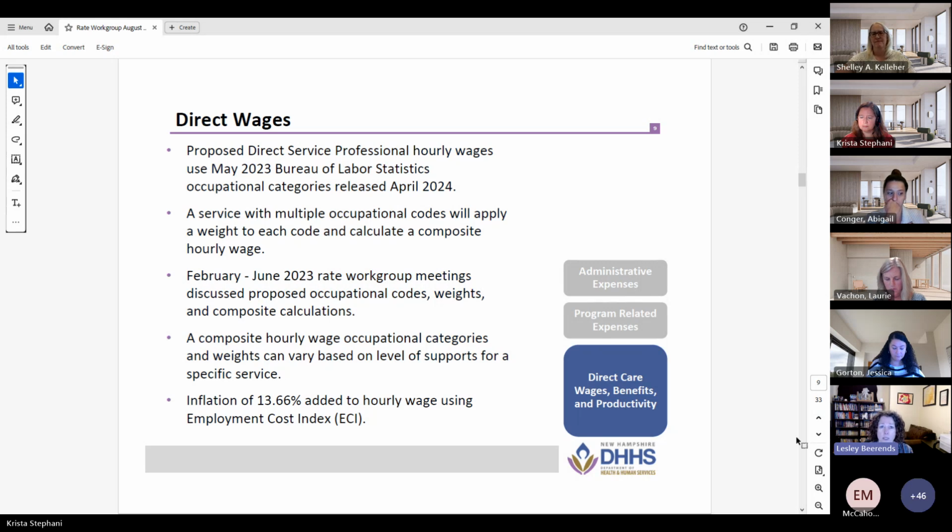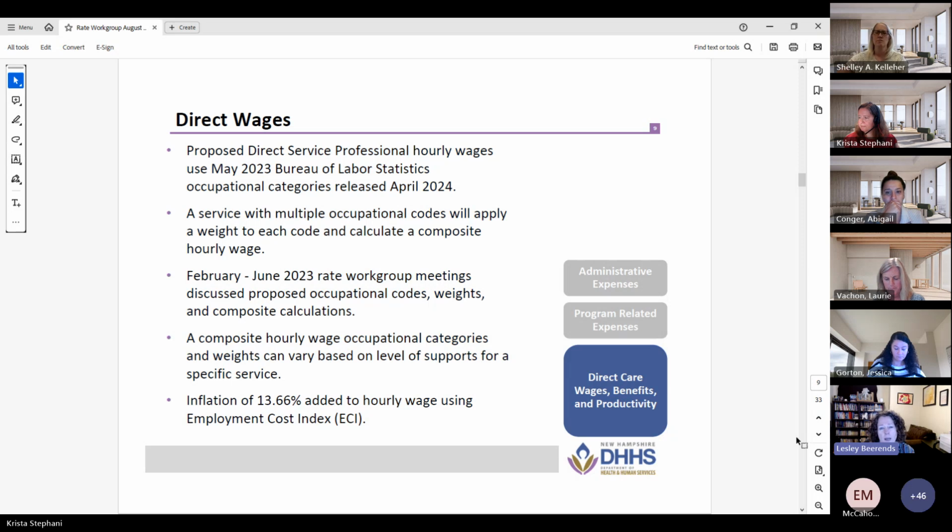Now, since then, we have had an update to the Bureau of Labor Statistics. The proposed DSP wages that are currently in the methodology are from May of 2023, which was released in April of 2024. So it's the most updated BLS wages that we have. Because that is using May 2023 data, we are also proposing an inflation percentage that comes from the employment cost index. And right now that's an additional 13.66%. So we have those wages plus inflation that goes into that base.